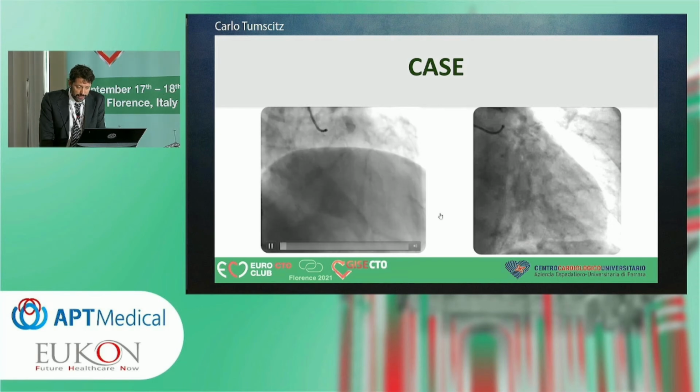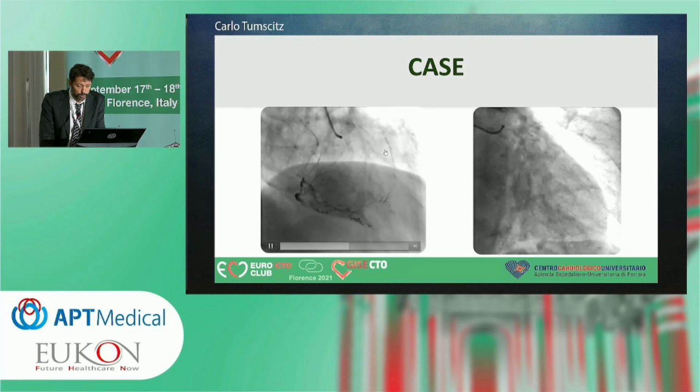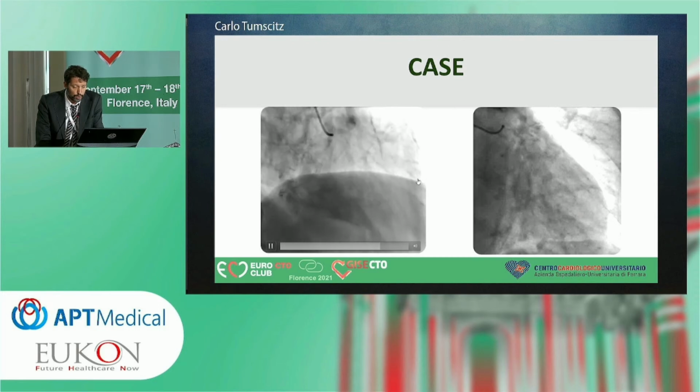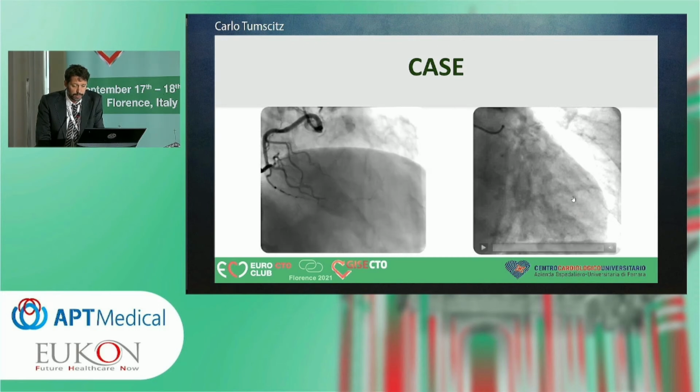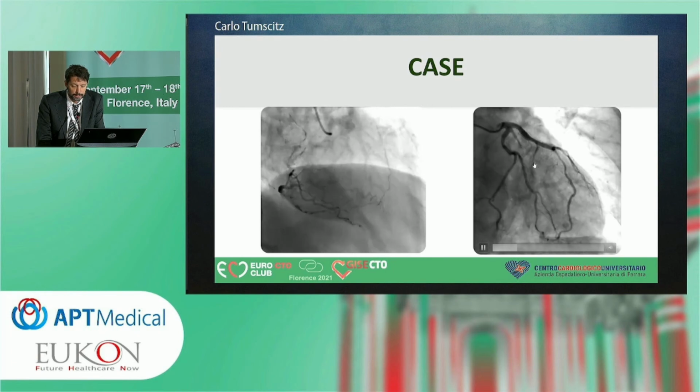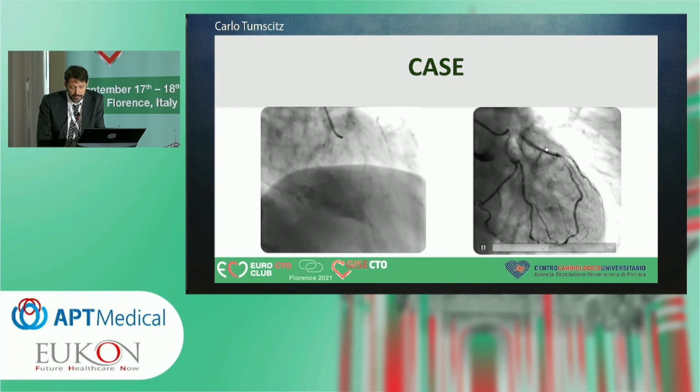This is another case. This is another occlusion, with collateral flow from the right to a ramus branch. This is a patient really symptomatic for angina.